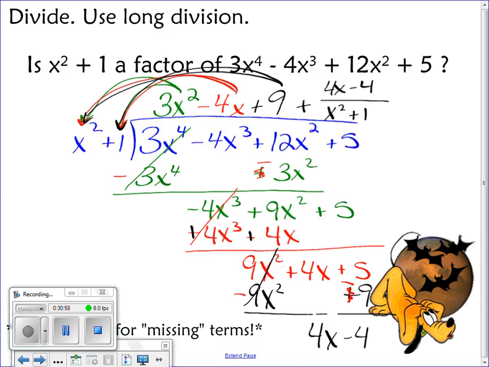Is x squared plus 1 a factor? No, it's not. Okay. The way I did it with the gap on there? Yeah, absolutely. That's what I would do. Don't listen to him. He's just a big baby.